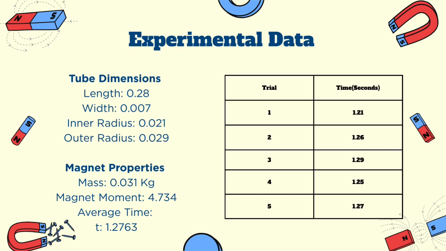This is the data from the experiment. On the left, we have some basic metrics that we took regarding the aluminum tube and the properties of the magnets. And on the right, we have the trial data from the actual dropping of the magnet, and the average time was 1.27 or 1.28 seconds on average.